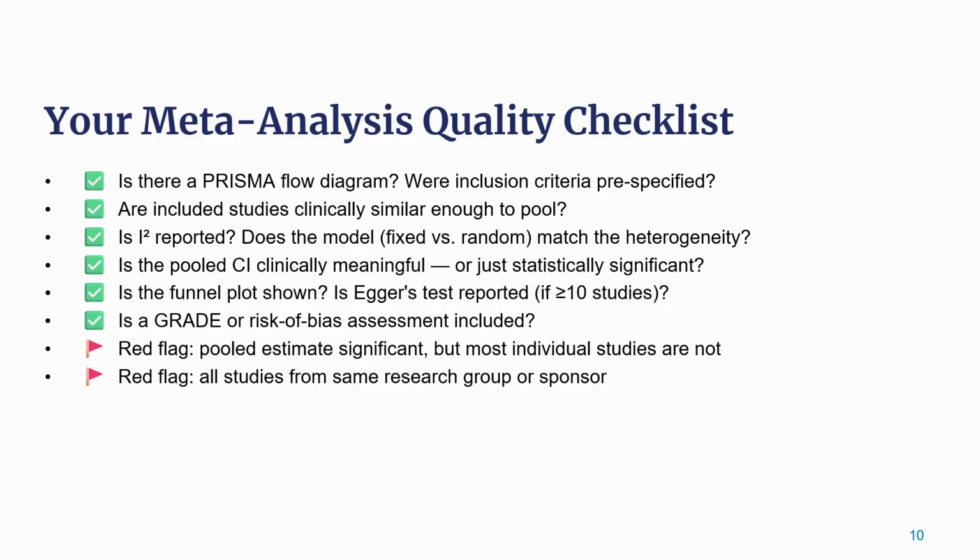And the two red flags at the bottom are worth highlighting. A pooled estimate that's significant, even though most individual component studies are not, is arithmetically possible but should prompt scrutiny. It may reflect publication bias or subgroup pooling artifacts, and if all the studies come from the same research group, the independence assumption of meta-analysis is violated.